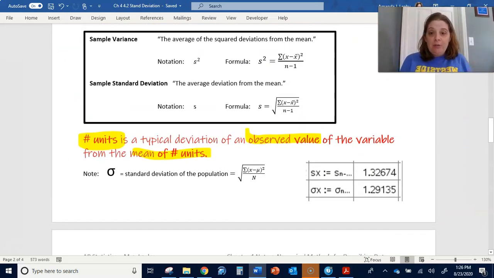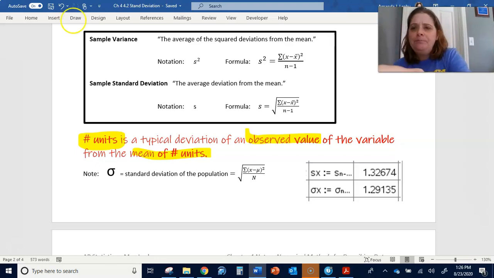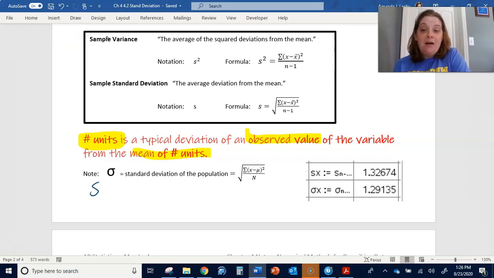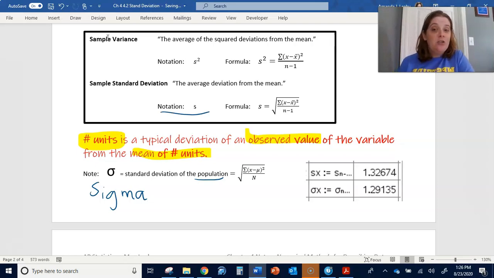Now, when you are dealing with standard deviation, just like with our other things, for means we've got x bar and we've got mu. For proportions, we've got p hat and we've got p. We've got this idea of a population number and a sample number. So with population and sample, we use sigma, that Greek letter lowercase sigma, to represent the standard deviation of a population. And we use the English letter s to represent the sample standard deviation.